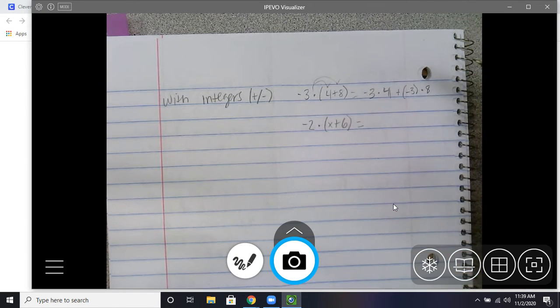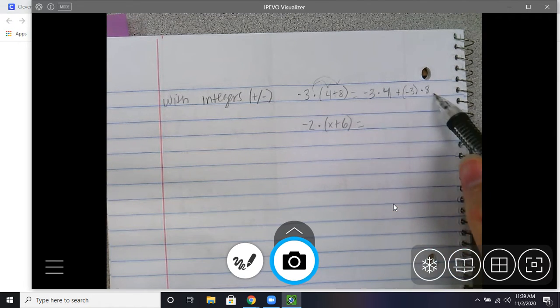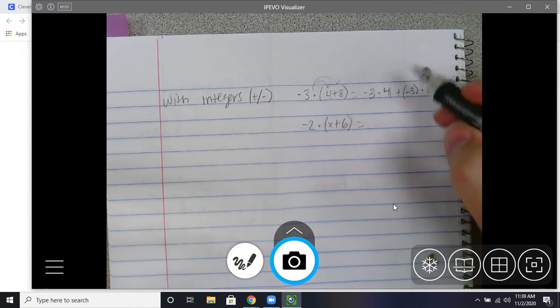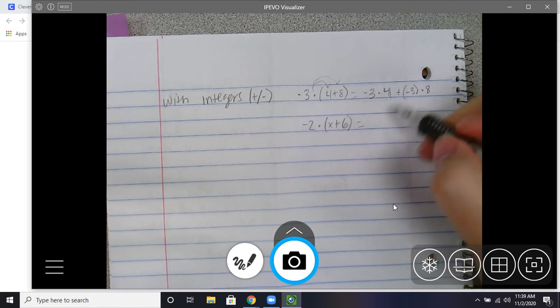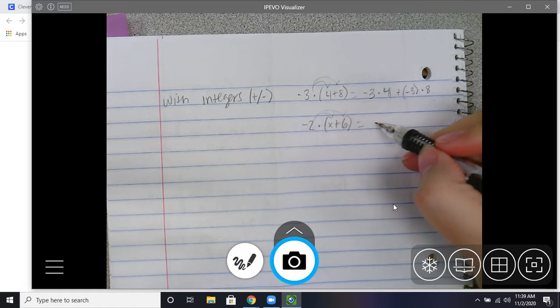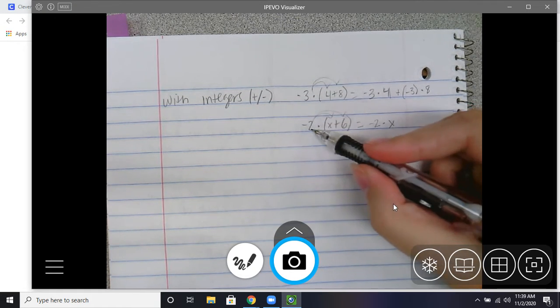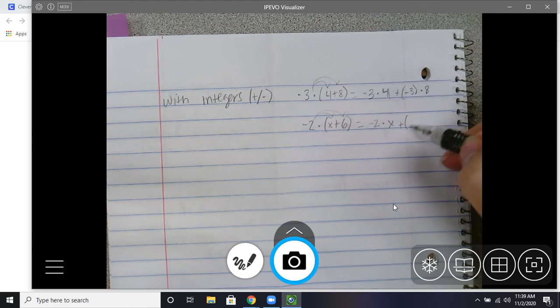So if I were you, I would pause and see if you can figure out what the expanded or the factored version of this would be, even more. And then come back and see if you were right. So again, you would do this negative 2 times x, that's the first one, and then negative 2 times the positive 6.